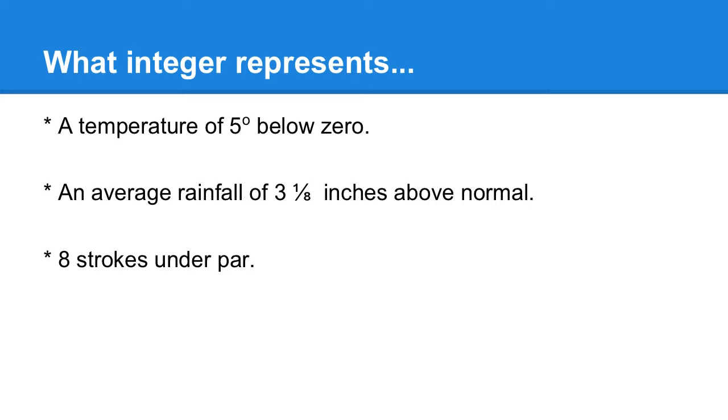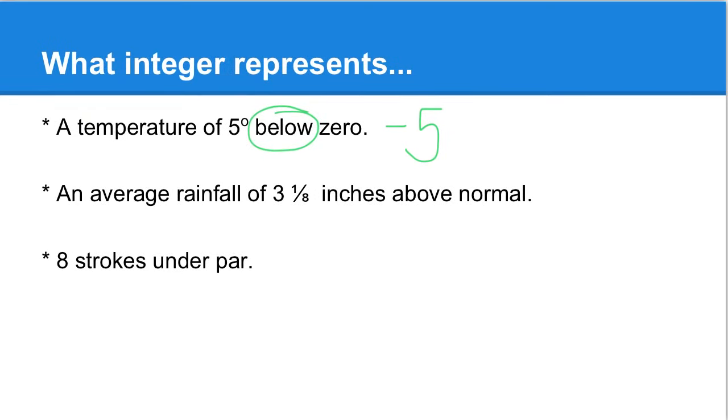All right, so we have a temperature of 5 degrees below 0. Below 0 is going to give us a negative integer, -5 degrees. An average rainfall of 3.5 inches above normal. That's a positive integer. You can write that with a plus sign, or you can just put 3 1/8 inches. And then 8 strokes under par, that's going to be a negative number, so that would be -8.